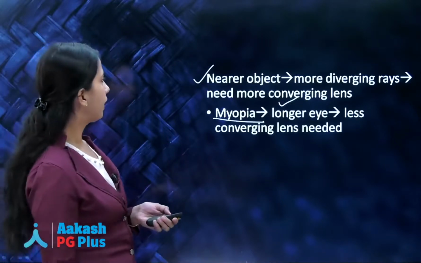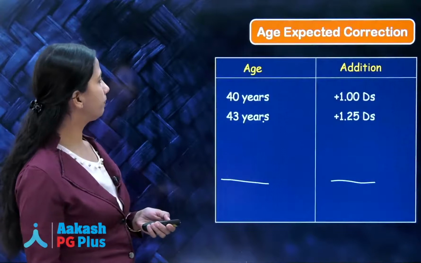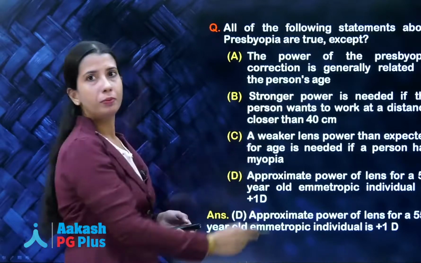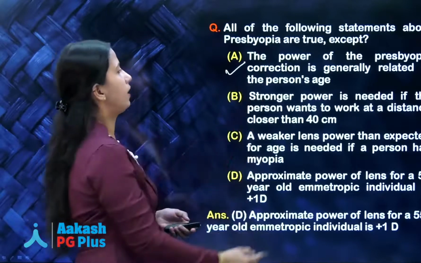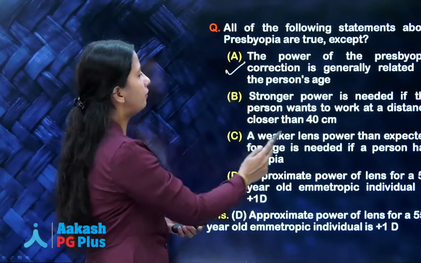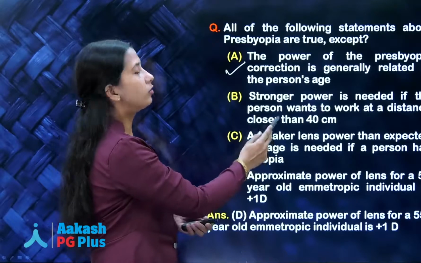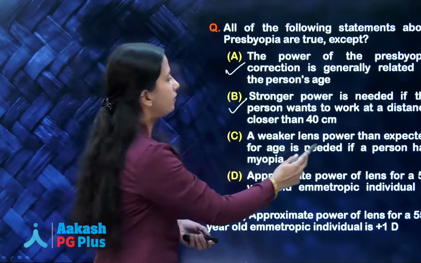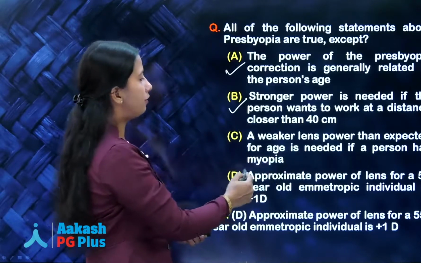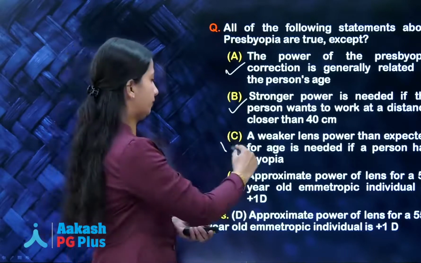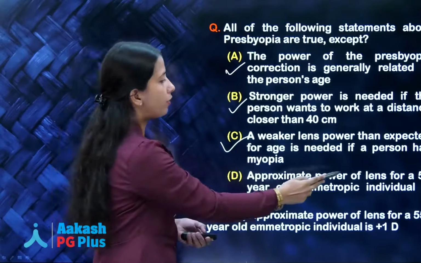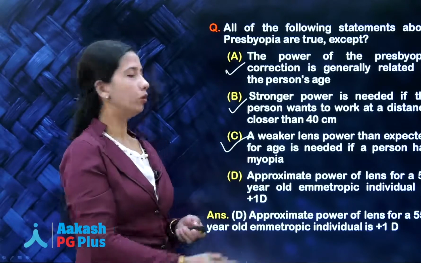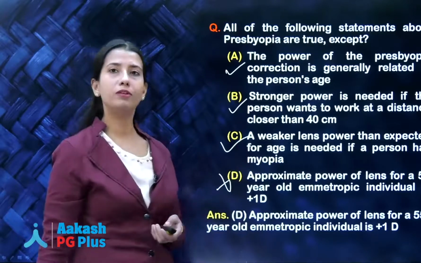So can we go back to the question now? The power of the presbyopic correction is related to the person's age? Yes, it is. Stronger power is needed if the person wants to work at a distance closer than 40 centimeters? Yes. A weaker lens than expected for age is needed if a person has myopia? Yes. Approximate power of lens for a 55-year-old is +1 diopters. No, it is wrong because it is around +2 diopters.